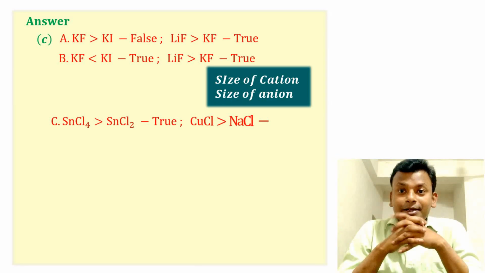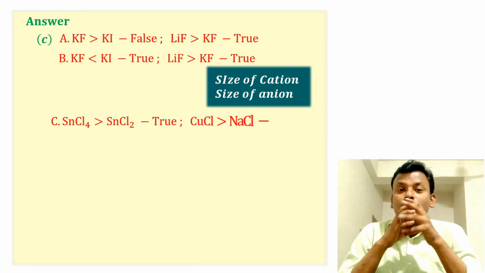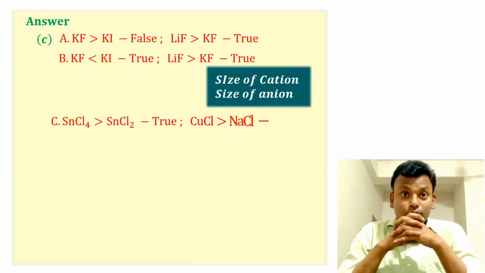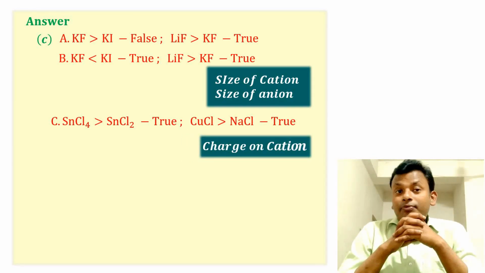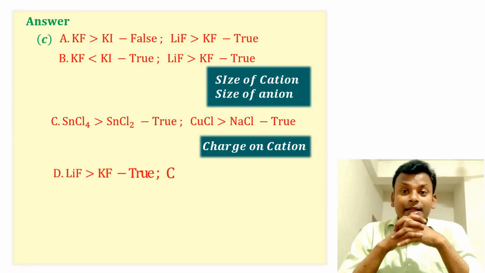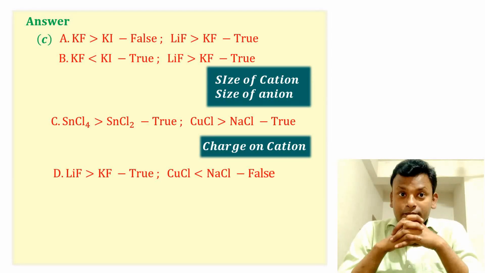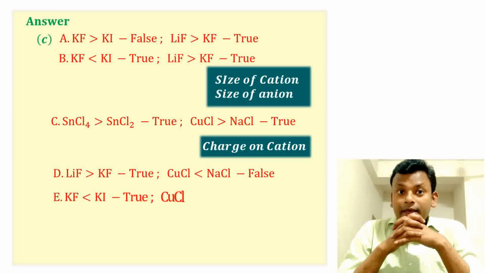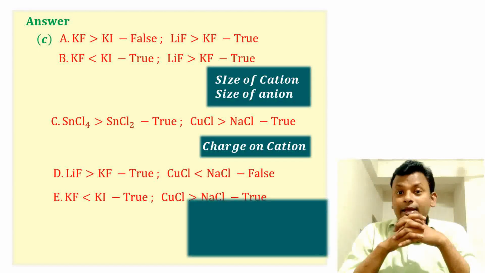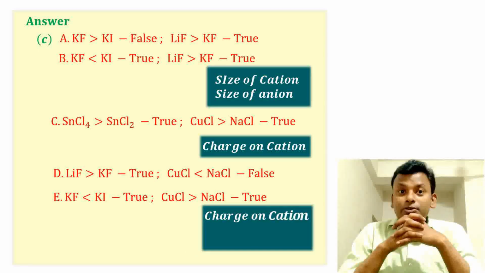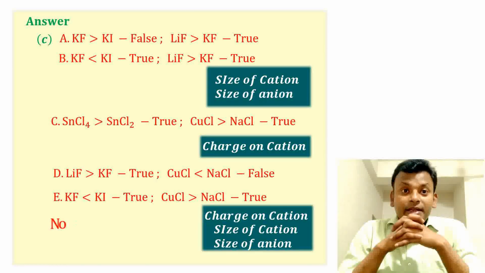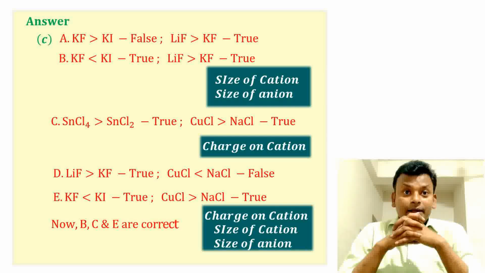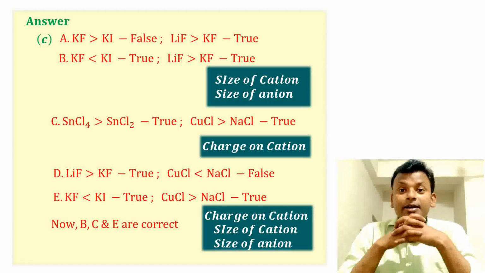CuCl greater than NaCl. Here also the factor is charge, so this is true. D, LiF greater than KF is true. CuCl less than NaCl is false. E, KF less than KI is true. CuCl greater than NaCl is true. So B, C and E are correct. So option C is the correct answer.